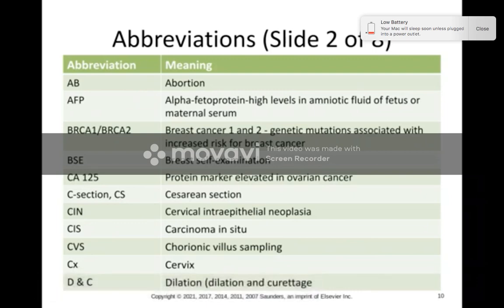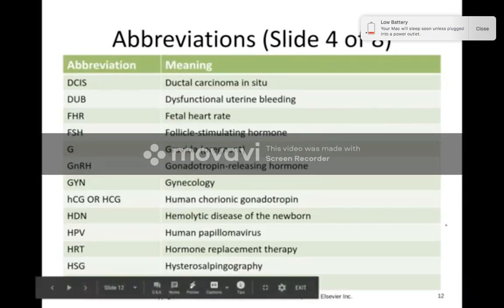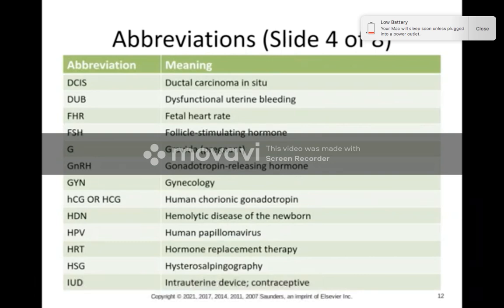D and C is dilation and curettage. DCIS, ductal carcinoma in situ. DUB, dysfunctional uterine bleeding. FHR, the fetal heart rate. FSH, follicle stimulating hormone. G stands for gravida, which means pregnant. GnRH is gonadotropin releasing hormone. GYN stands for gynecology.